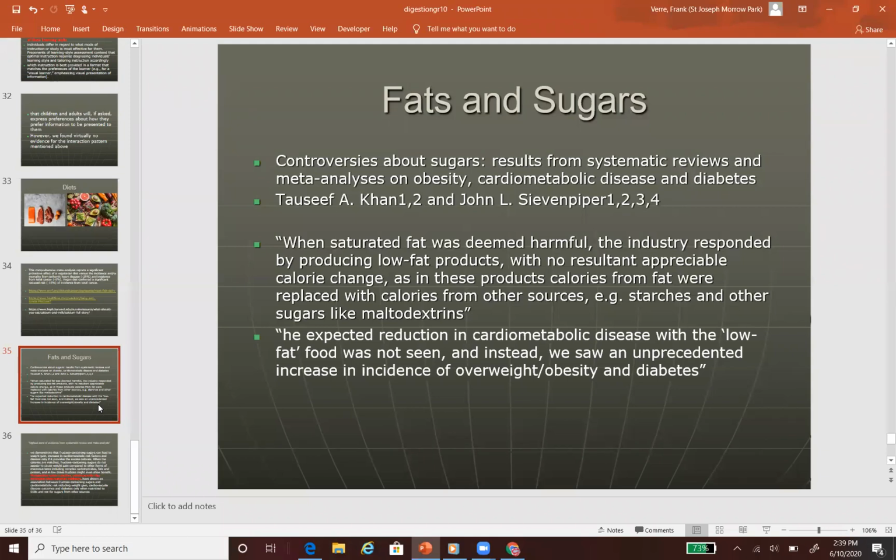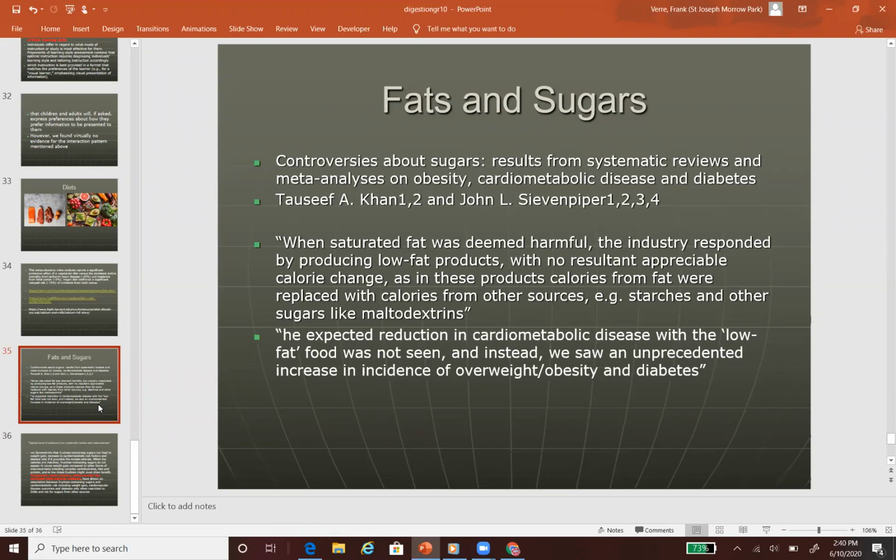That was the idea back in the 70s, 80s, 90s. Reduce your fat intake because we think that if you take in too much fat, you're at more risk for certain diseases. For example, like cardiovascular disease. Turned out when people did reduce their fat intake, the risk of disease or incidence of disease actually went up. So what's going on here?